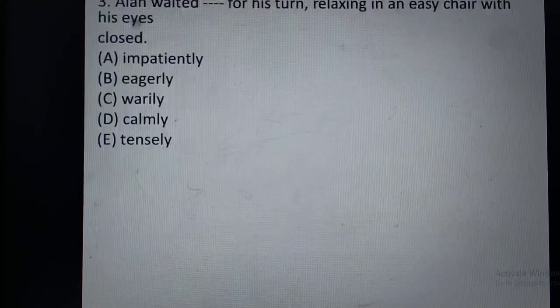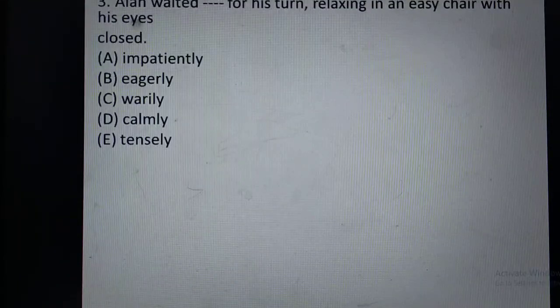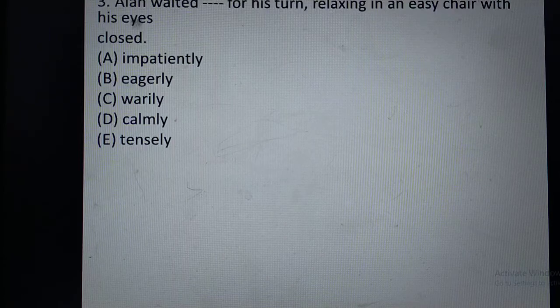Okay, next. Number 3. Alan waited for his turn, relaxing in an easy chair with his eyes closed.